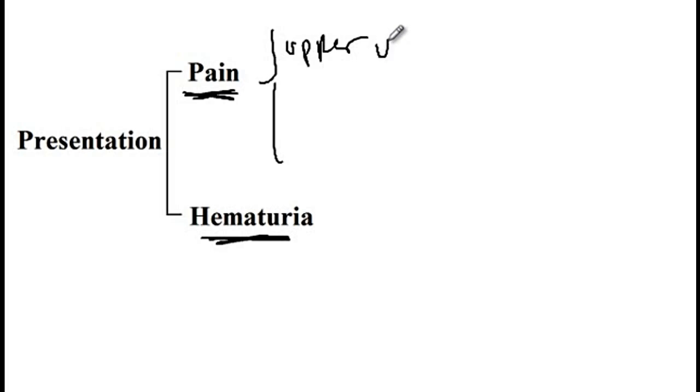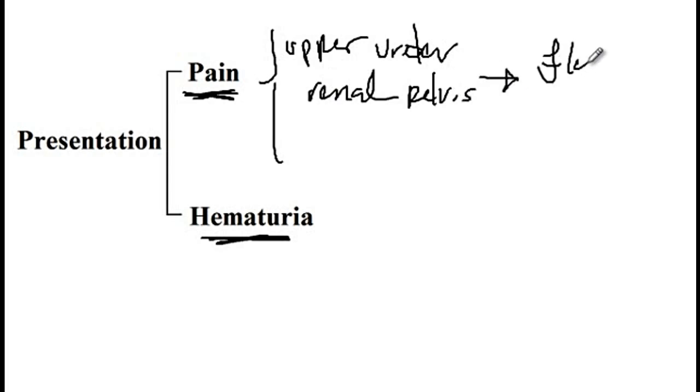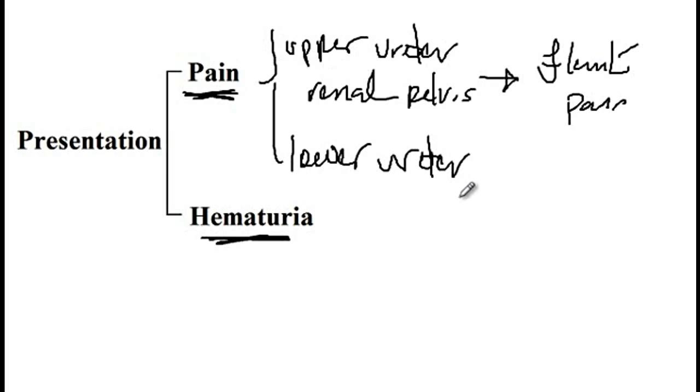Now, in terms of the clinical presentation of these patients, the 2 important clinical symptoms are pain as well as hematuria. So pain depends on where the stone is located. If the stone is in the upper ureter, or if it's in the renal pelvis, then these patients will present with flank pain. On the other hand, if the stone is lodged in the lower ureter, for instance in the ureterovesicular junction, then these patients present with pain that radiates to the genitalia.